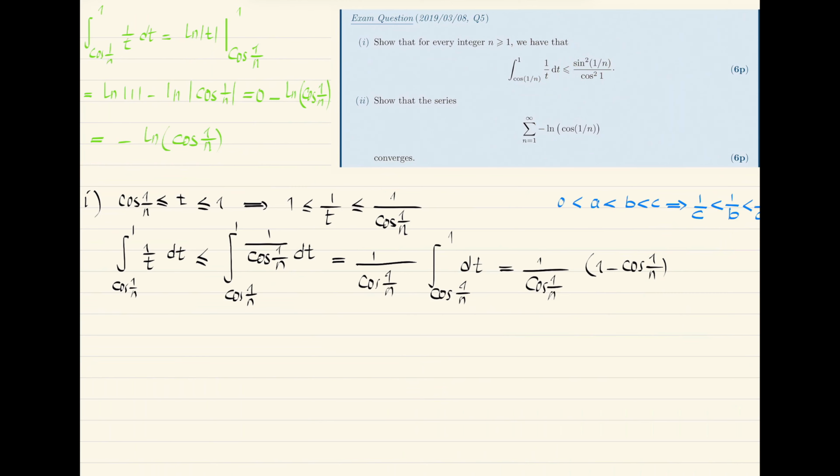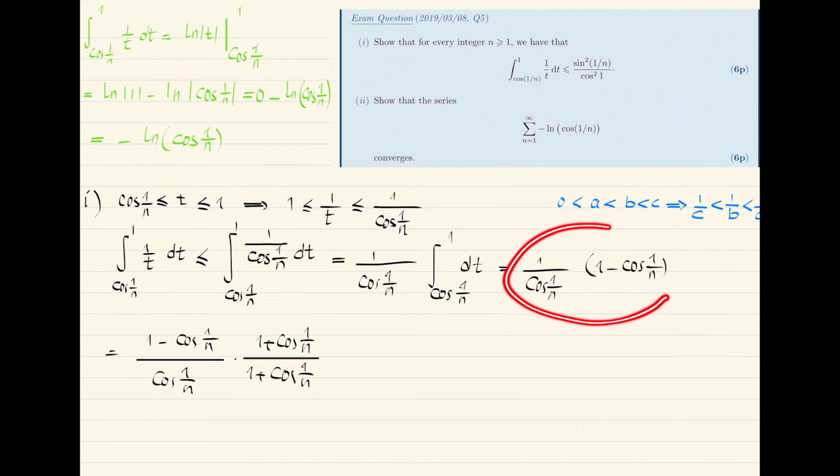So I copy and paste this one. So let me write it in this form: 1 minus cosine of 1 over n divided by cosine of 1 over n. And then I multiply it by 1 plus cosine 1 over n, but I'm not allowed to change the problem unless I compensate for the change, yes? So what I have done, I have rewritten this expression in this form, and that's completely valid because this is nothing except 1.